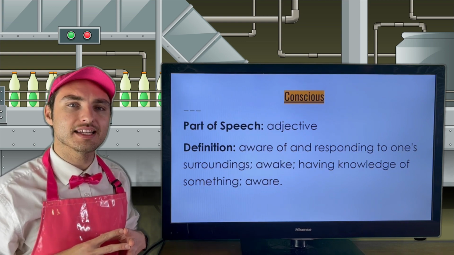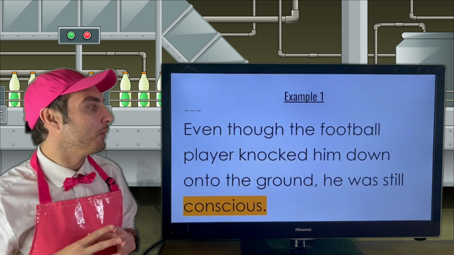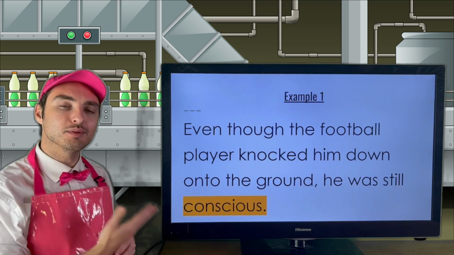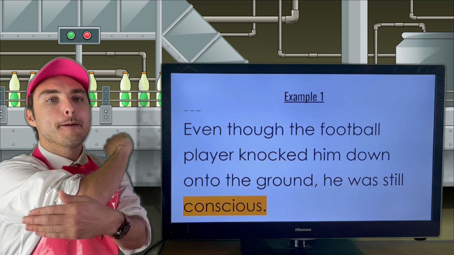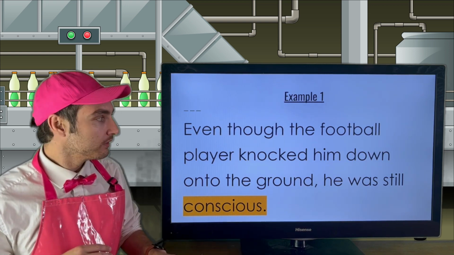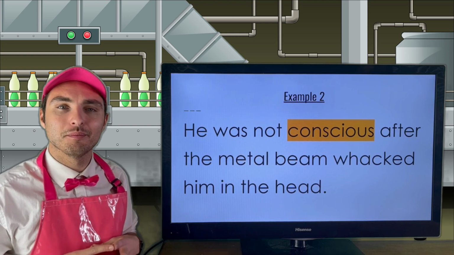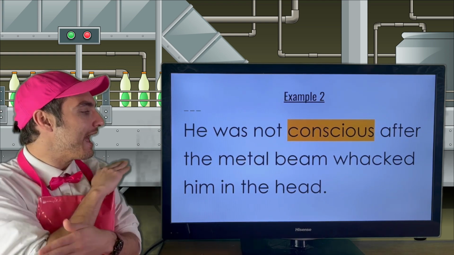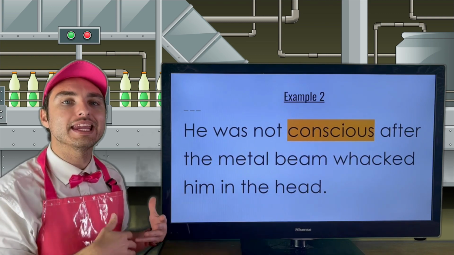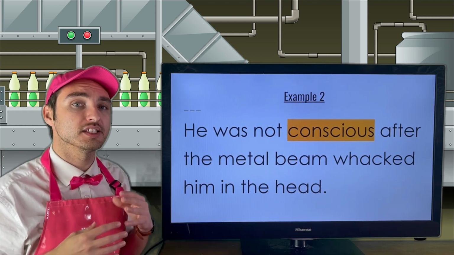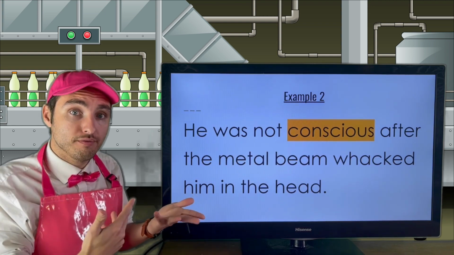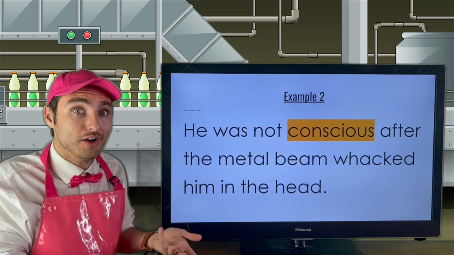Let's see how it's used in a couple of sentences. Example. Even though the football player knocked him down onto the ground, he was still conscious. He was still awake and aware, even though he got plopped on the ground. Let's see how it's used in another sentence. Example. He was not conscious after the metal beam whacked him in the head. Ow! Here, it's saying that this individual was not aware or awake after getting hit in the back of the head. He was not conscious. So, that's how we use conscious to describe nouns that are either aware of their surroundings. And if they're not conscious, they're unaware.